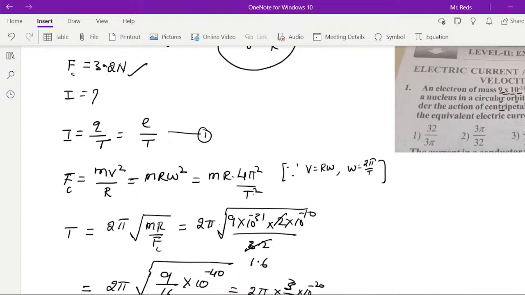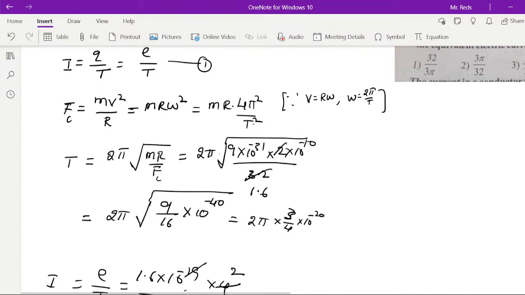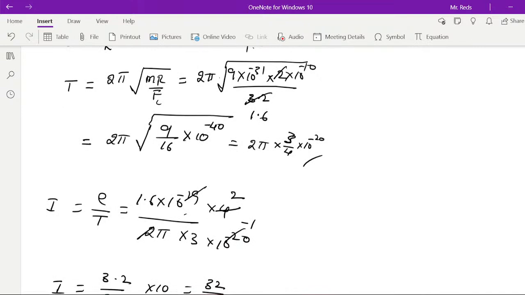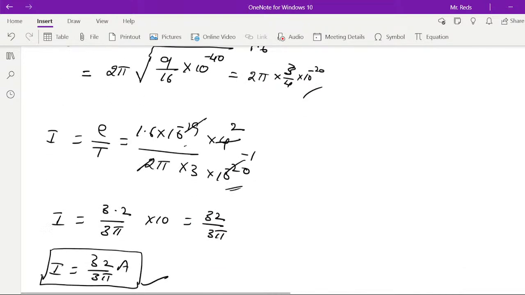Substituting all these values and simplifying, you get 2 pi into this. Here we get 1.9 by 1.6 into 10 power minus 41. To make this 16, we have to multiply both numerator and denominator by 10, then we get this, and to remove the root it will give you this. So this is the time period, and substituting this in the current expression, I is equal to e by T, and simplifying further, you get current I is equal to this. Again, by simplifying further, you get I is equal to 32 by 3 pi ampere.